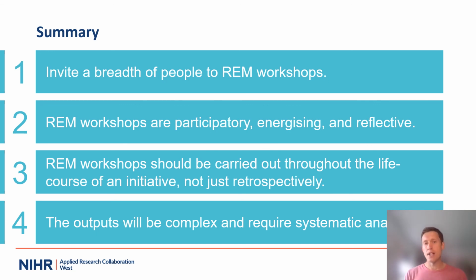What we have recommended, and it's one of the main adaptations that we made to the method, within our paper, is that they should be carried out throughout the life course of an initiative, rather than just using them retrospectively at the end. And as I say, it did work well to run these every 3 to 4 months. And the outputs that come from the ripple effect maps can be quite complex, and this leads into the next and final session, and they do also require some systematic analysis.